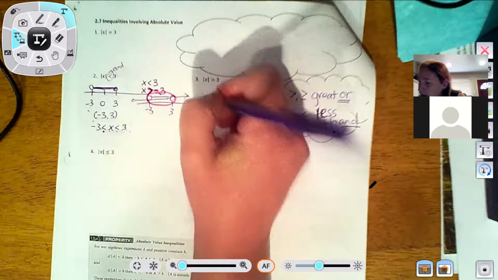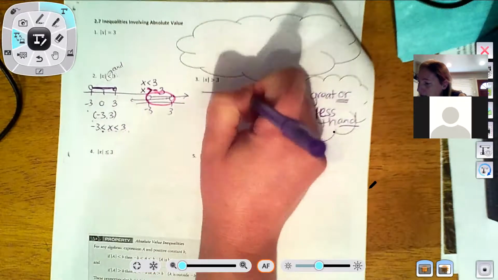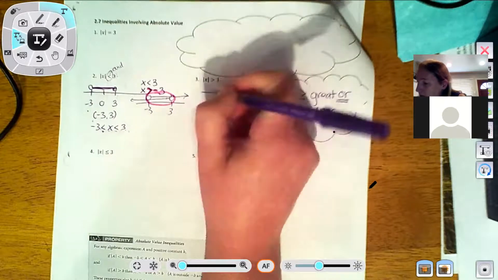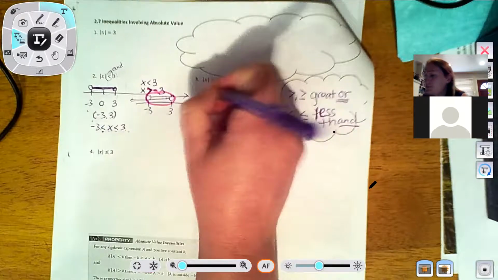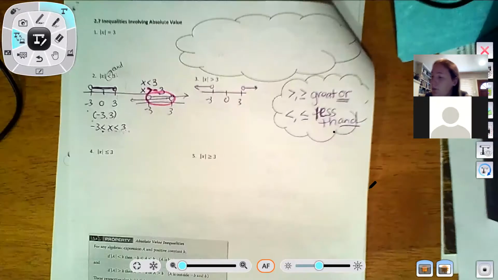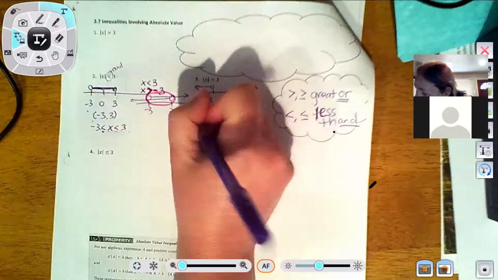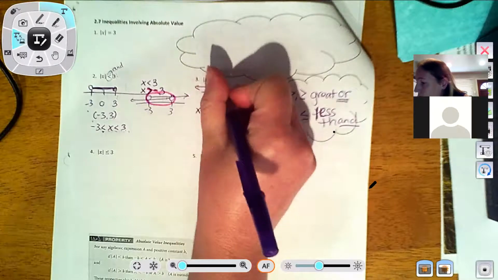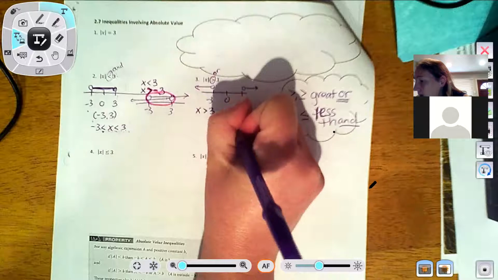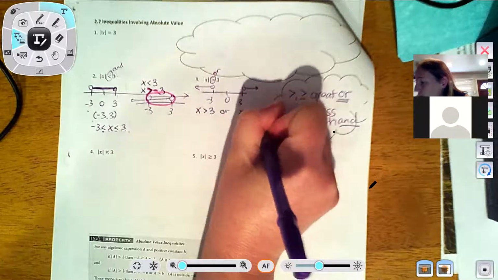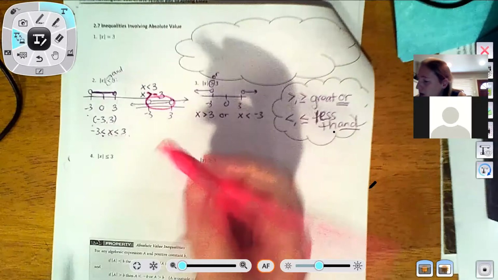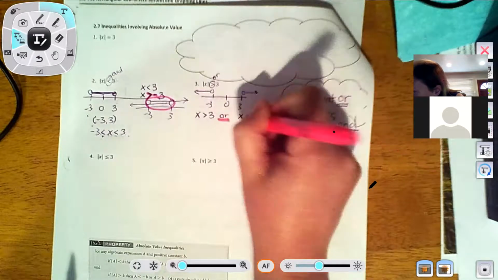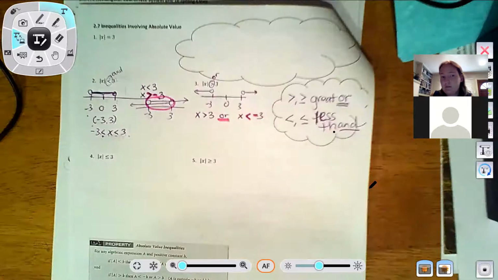So then if we think about it conceptually on this one, a distance being greater than 3, it means it's beyond the 3 and beyond the -3. And if we think about solving it, we would say x is greater than 3, great, or x is less than -3. So you need to have the word or, you switch the symbol, and you take the opposite.